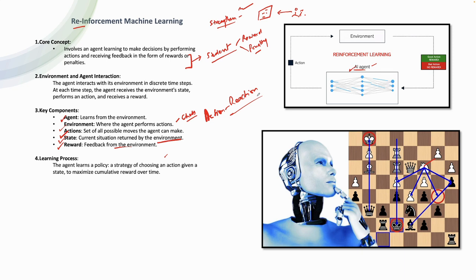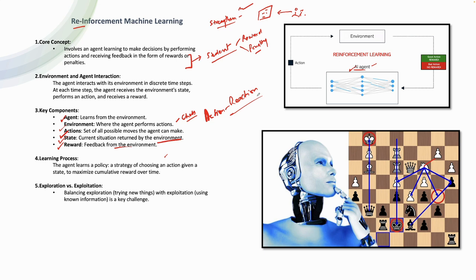And the learning process is pretty simple. The agent is learning the strategy of choosing an action given a state to maximize the cumulative reward over time. So the aim is to get maximum rewards, right? If you are achieving a maximum amount of rewards, it means you are in the right direction.